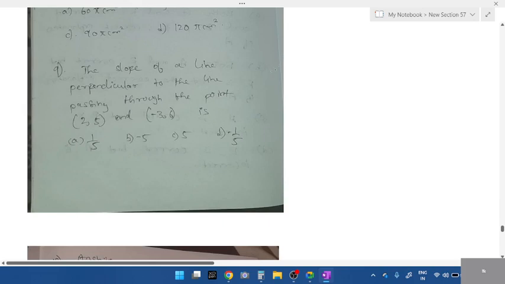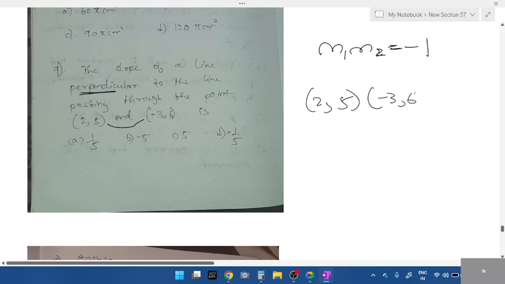Next, slope of the line, the word perpendicular is given. If it is perpendicular, m1 into m2 should be equal to -1. Perpendicular to the line passing through, now 2 points are given. So use these 2 points, first find the slope of these 2 points. 2, 5 minus 3, 6. If you want to find m2, we need m1. So let us use m1.